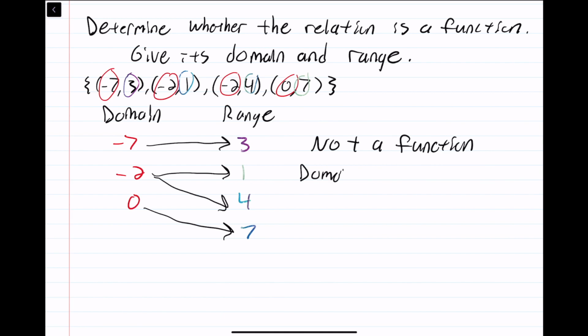So the domain is the set -7, -2, 0. And the range is the set 3, 1, 4, 7.